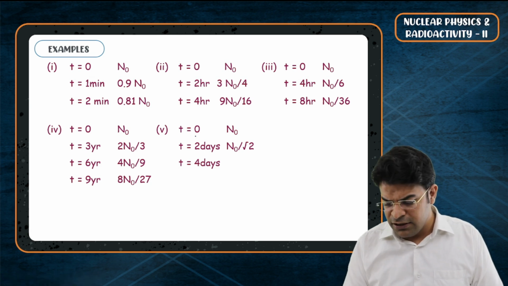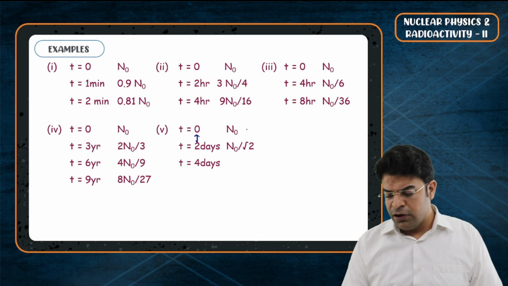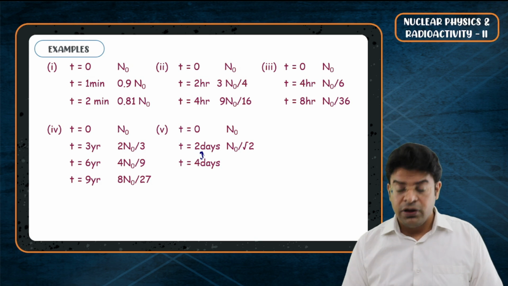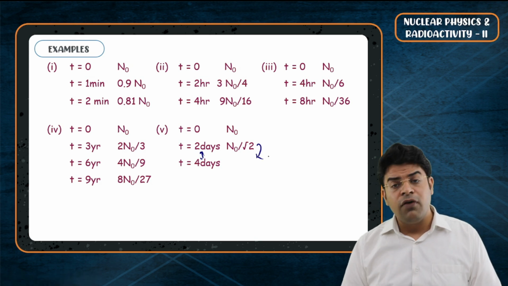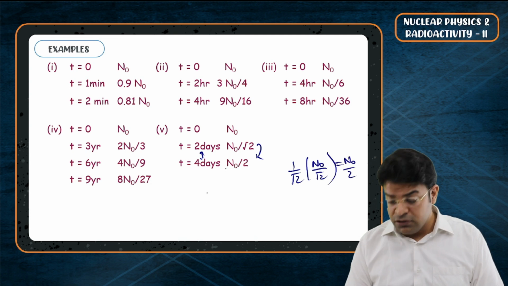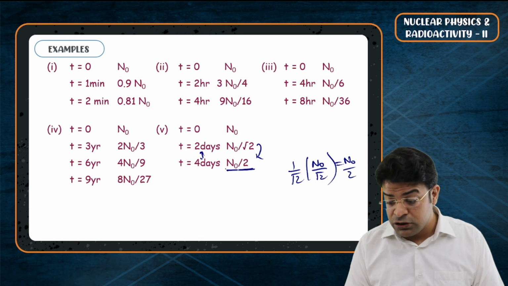So you will say, sir, in a 2-day time frame, the number of active nuclei becomes 1 by root 2 times. So in the next 2 days, it will become 1 by root 2 times of remaining. And 1 by root 2 times of N naught by root 2 will give you N naught by 2. So the number of active nuclei becomes half.